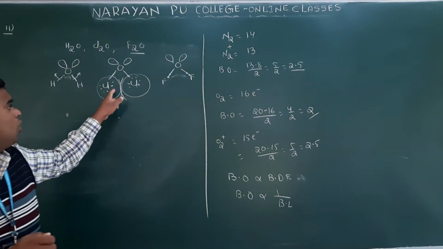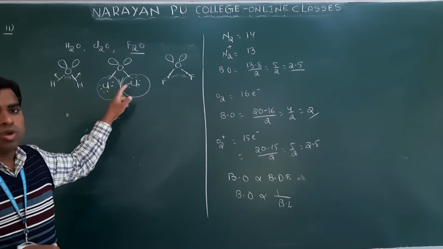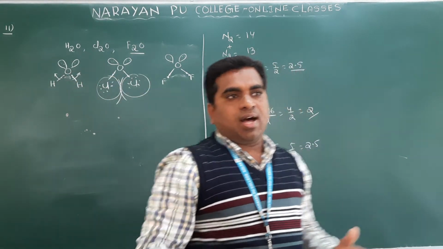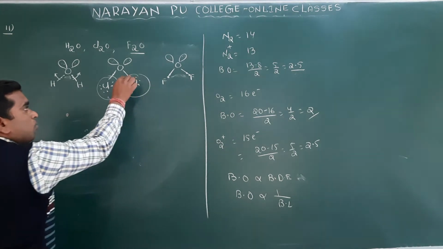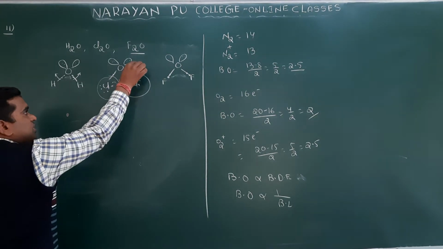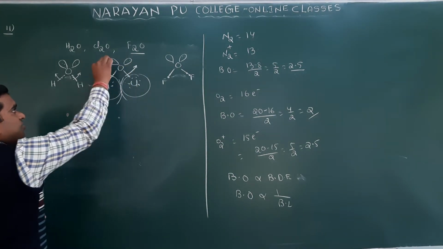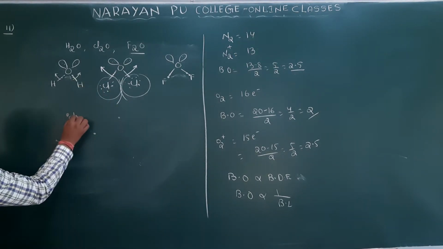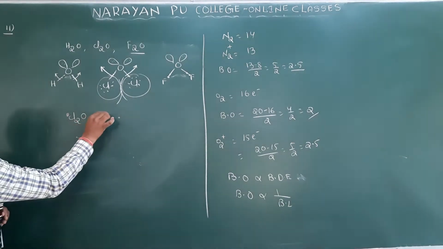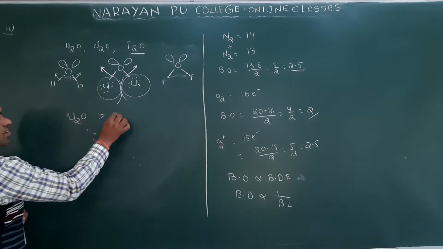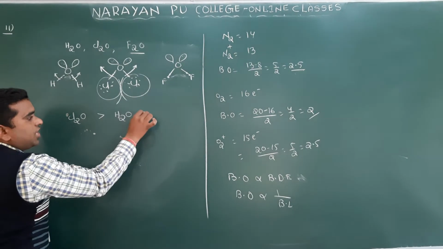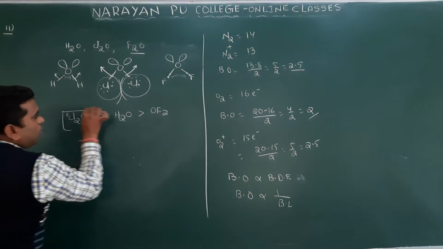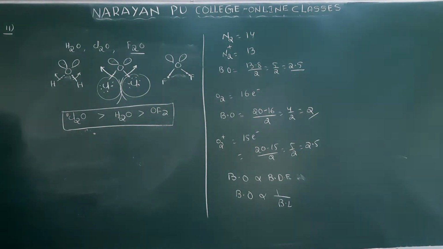There will be lone pair repulsions between the chlorine atoms. So lone pair repulsions are very large, and that's why they experience more repulsions. To avoid that, these two bonds will move away from each other. Clear? So that's why in Cl2O the bond angle will be greatest, and after that H2O, where it will be the least, OF2. This is the bond angle.